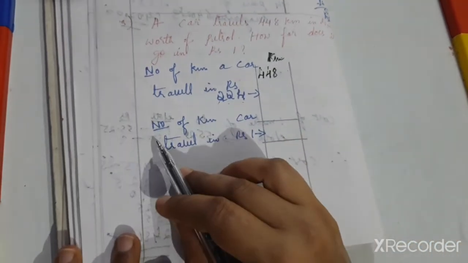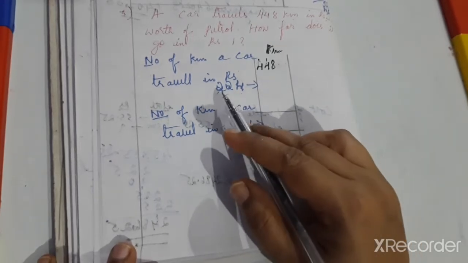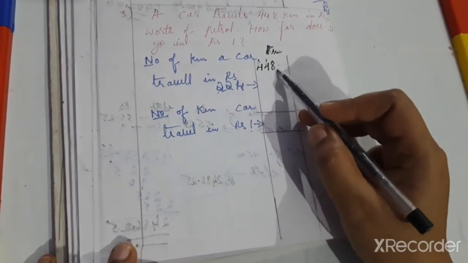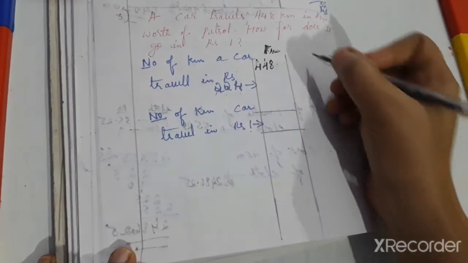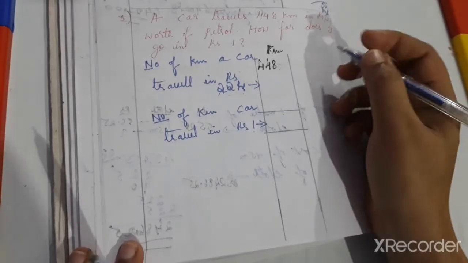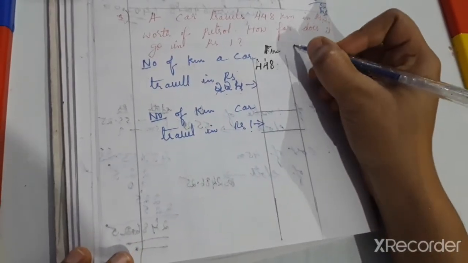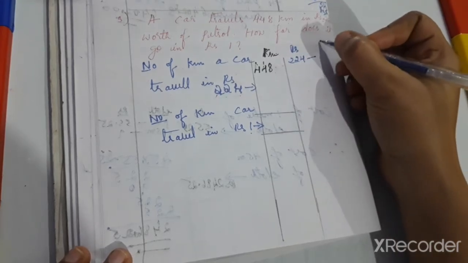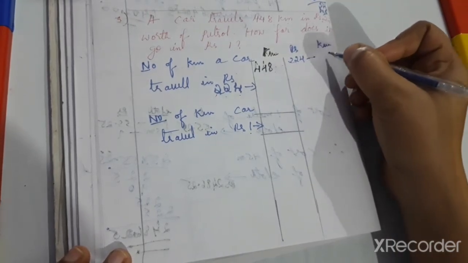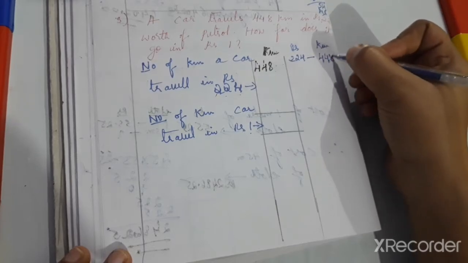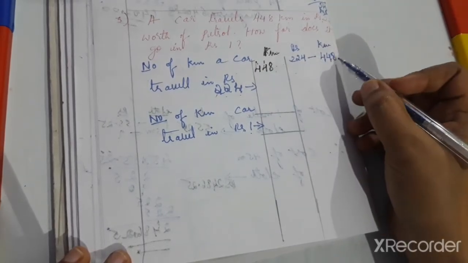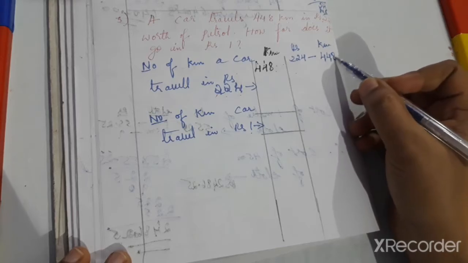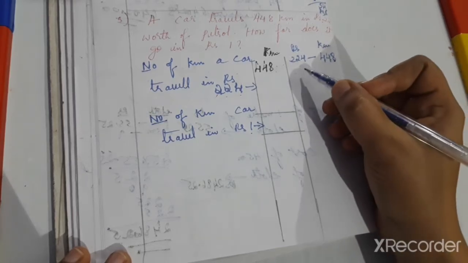Then next is number of kilometers a car travels in rupees 1. So in 224 rupees, 448 kilometers are reached. So for 1 rupee, how much? That we have to find. Now with the help of cross multiplication we can find this. For 224 rupees a car can cover 448 kilometers distance.